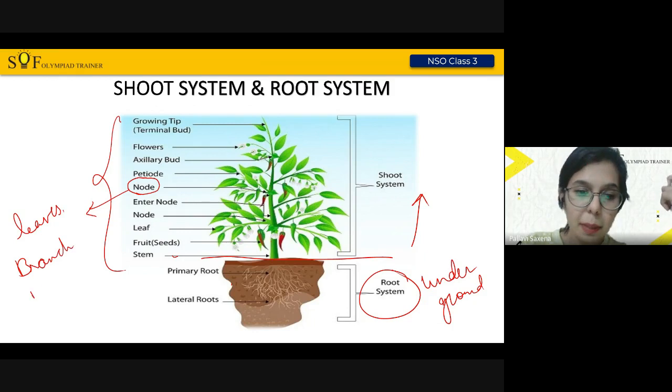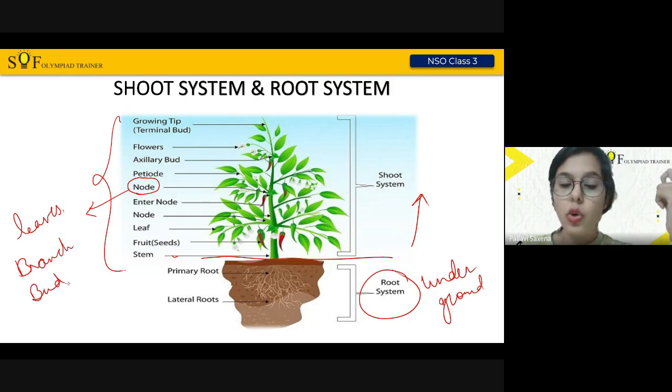It can be a bud also, right? So nodes are where a bud is present, and this can grow into either a leaf or a branch. So that is called a node of the plant. I want you to write this down.